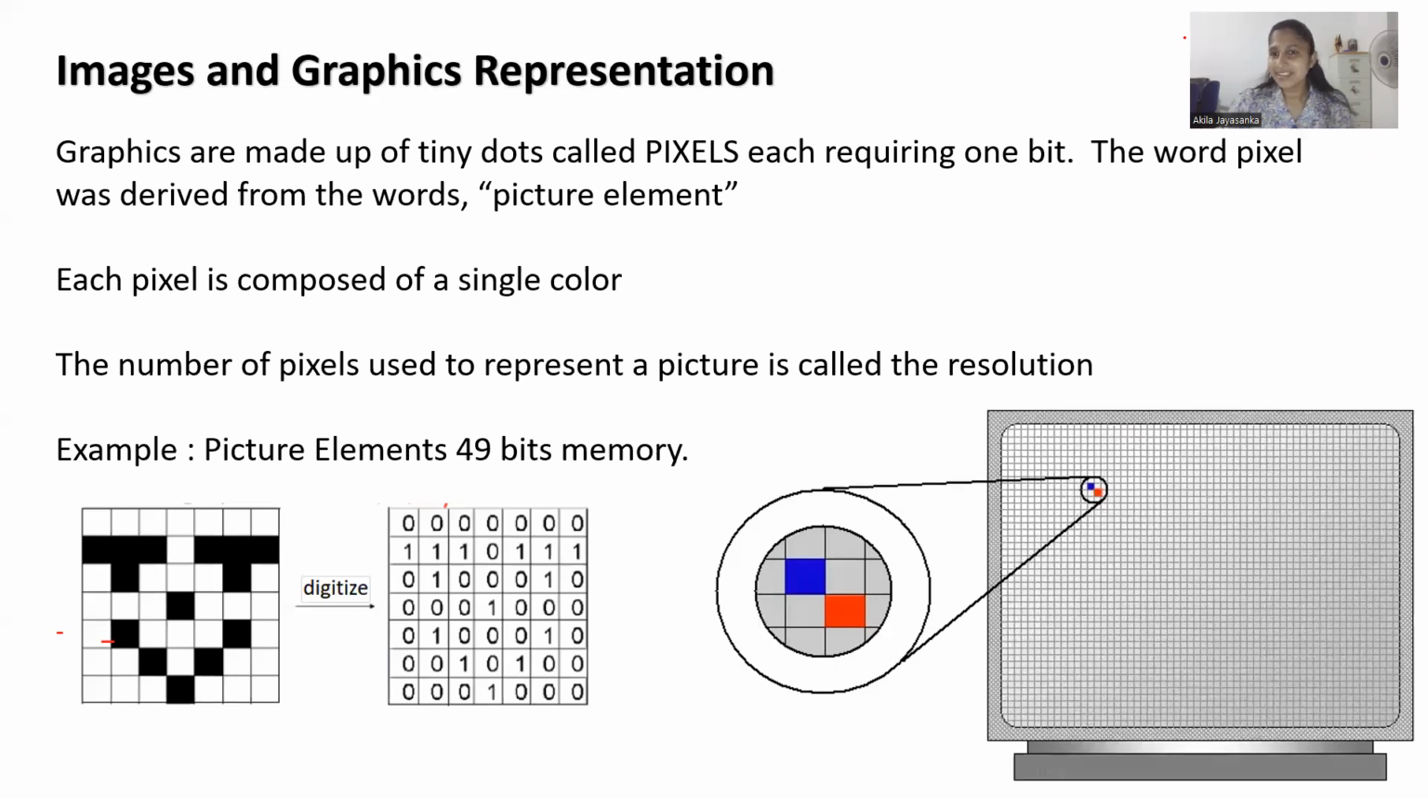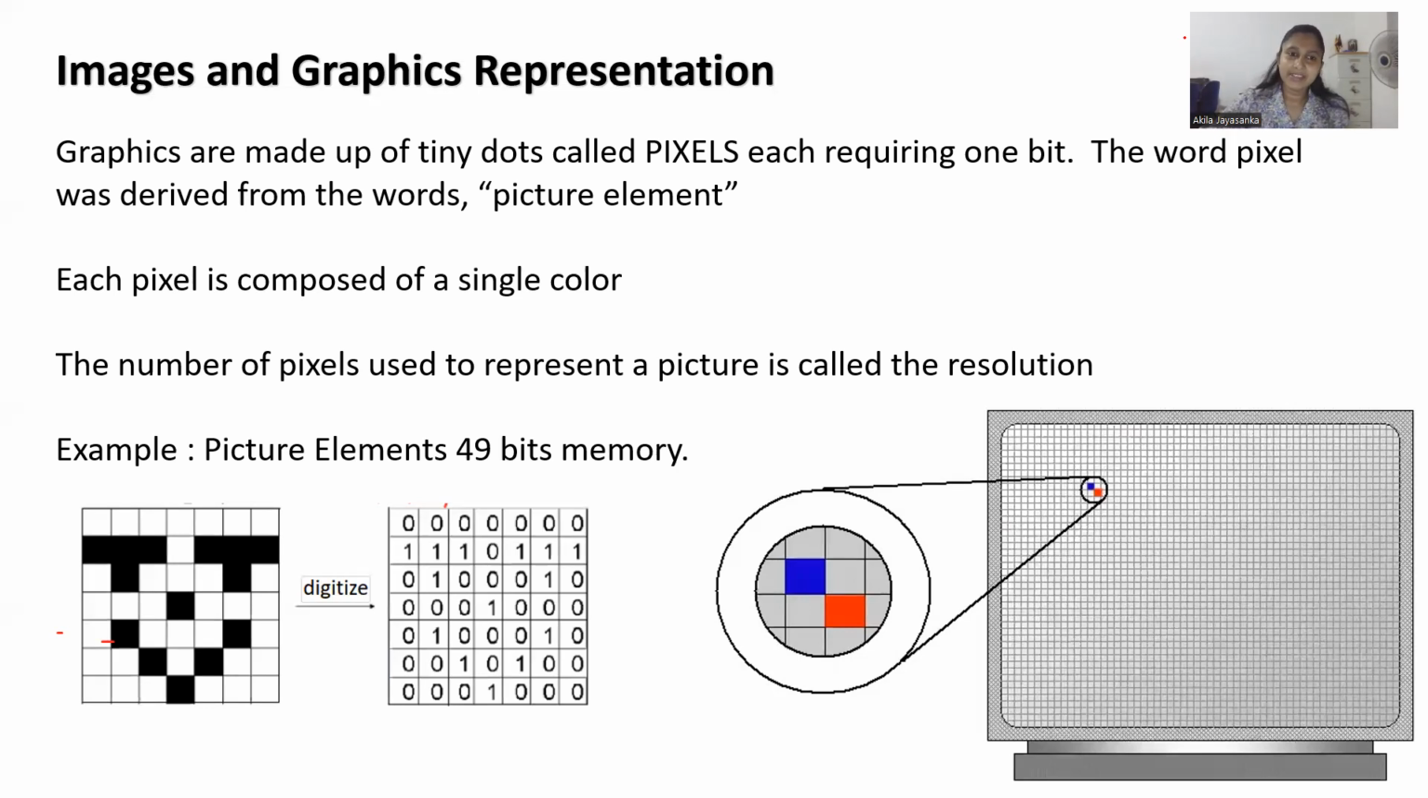So 1 pixel has 1 bit. The word pixel was derived from the words picture element. So each pixel is composed of a single color. මෙන්න මේ screen එක වලට පේනදී පුංචි squares වලට බෙදලා තියෙනවා. මේ හැම square එකක්ම අපි consider කරනවා එක bit එකක් විදිහට. හරි? So each and every bit represents a single color. 1 single color represented by 1 square, right?